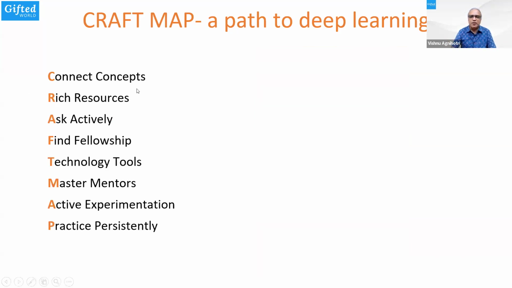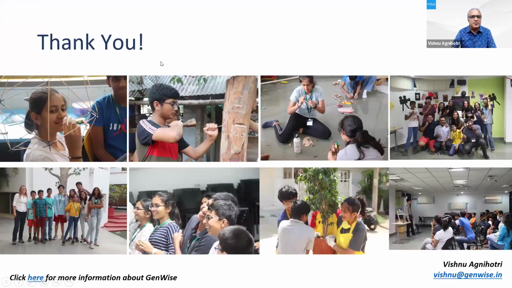So C is for connect concepts, R is for rich resources, A is for ask actively, F is for find fellowship, T is for technology tools, M is for master mentors, A is for active experimentation, P is for practice persistently. So that's pretty much it.